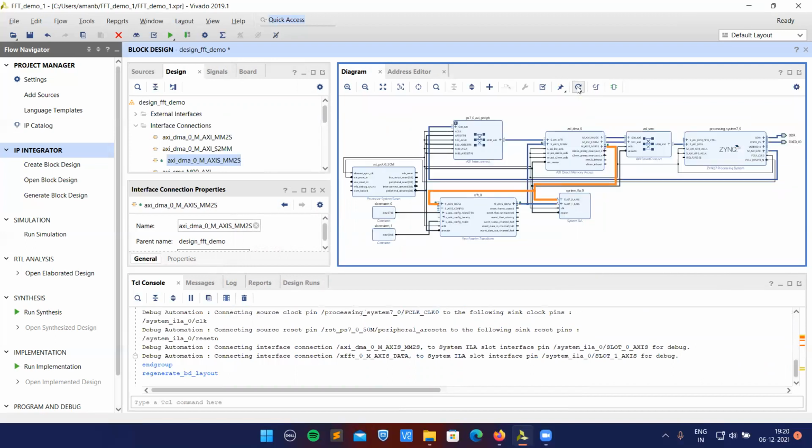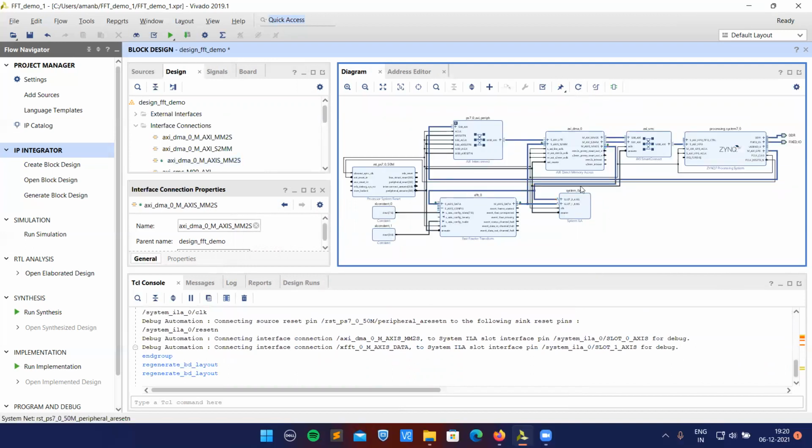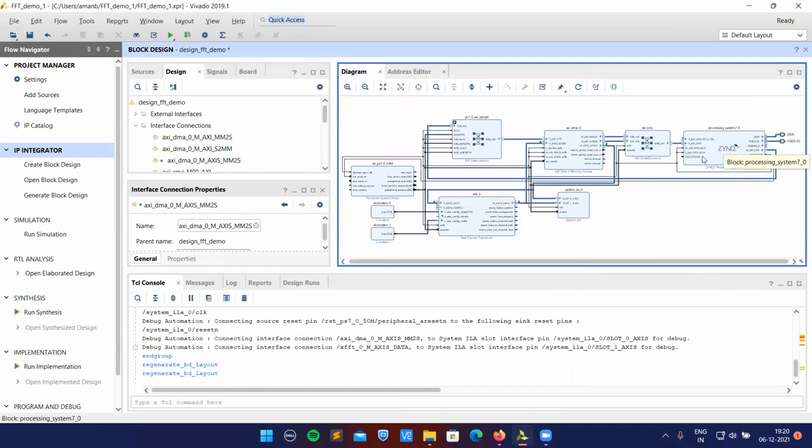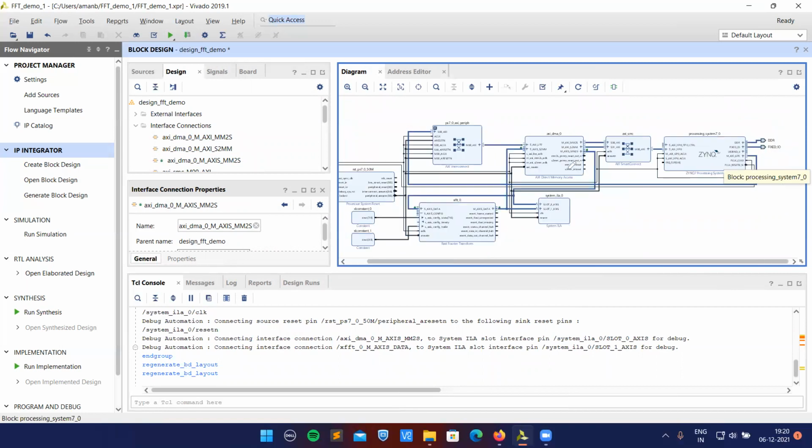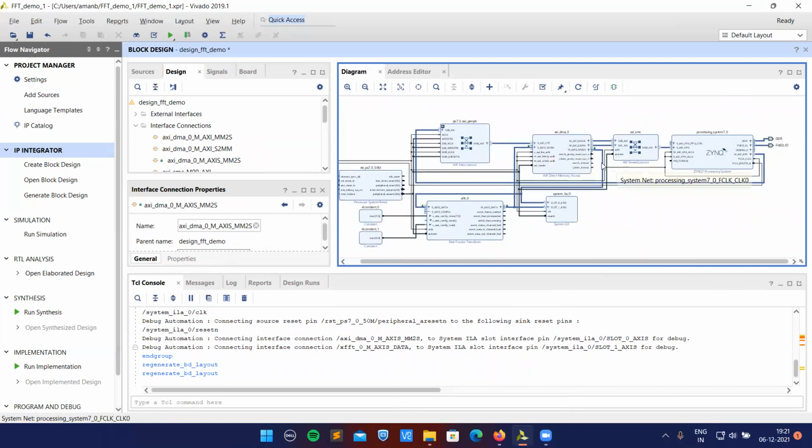Let's regenerate the layout for a better view. This is the system ILA, and it is connected to those ports, and it's going to capture only those two signals. So now that our block design is complete, let's have a quick look again, so that our design is error free. We have added the processing system, it's over here, and then we added the AXI DMA. The AXI DMA then called for this AXI Smart Connect and this AXI interconnect. Then we added the FFT IP, and then we configured the FFT IP.